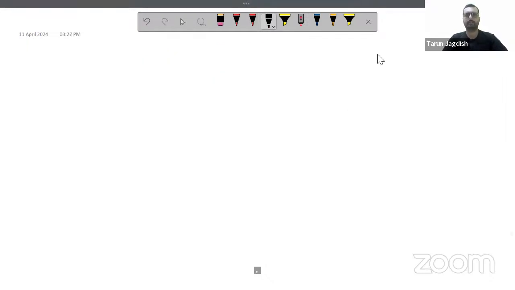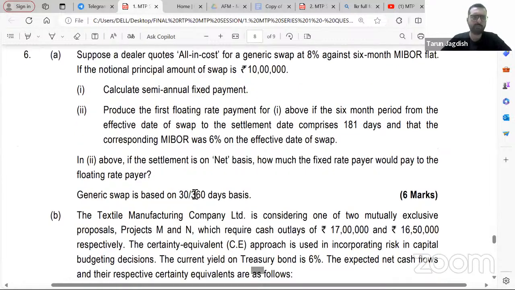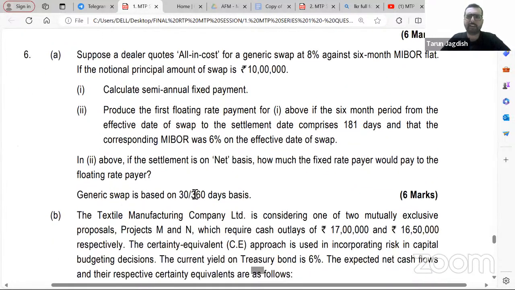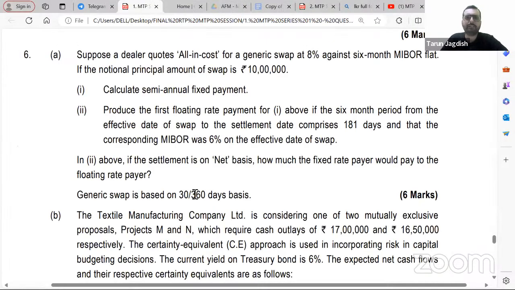Yes. Let's go to the next question. Question number 6A. AIC generic swap. A very, very easy problem. Exactly the same thing is done in our class also. Friends, MTP has taken all questions from my book only, friends.